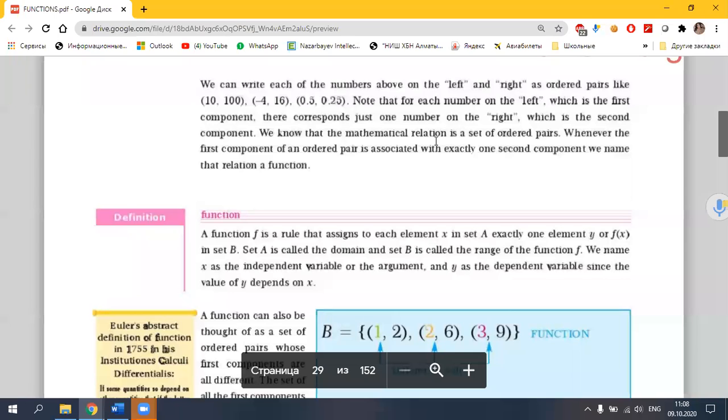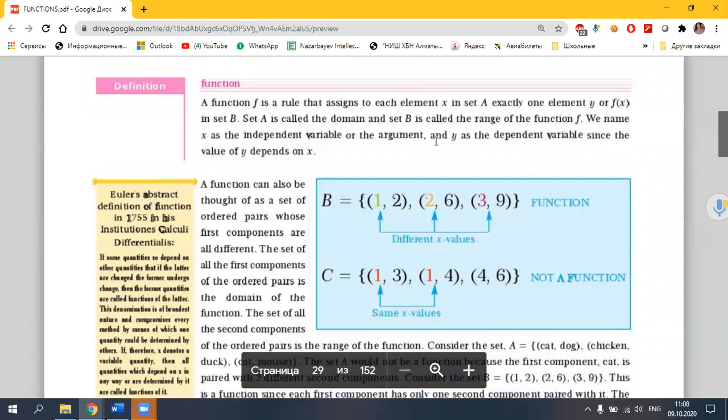We must not confuse the left and right sides. The value of x is always written first, on the left side, and the value of y on the right side. Note that for each number on the left, which is the first component, that is x.